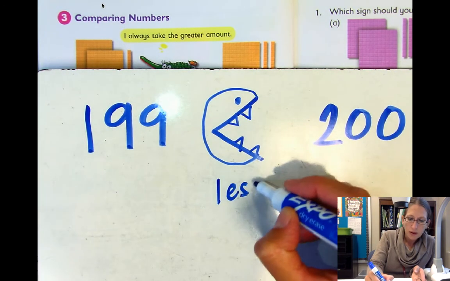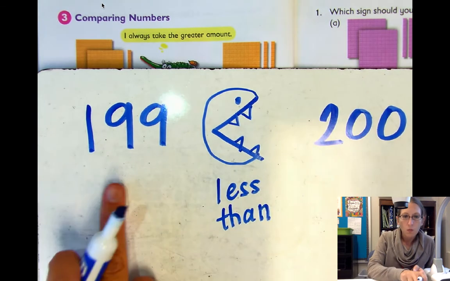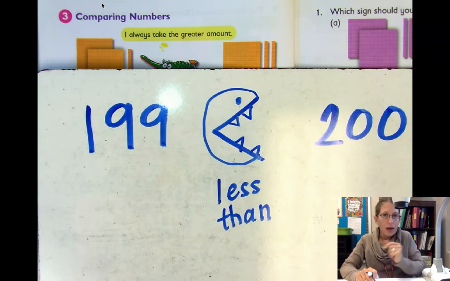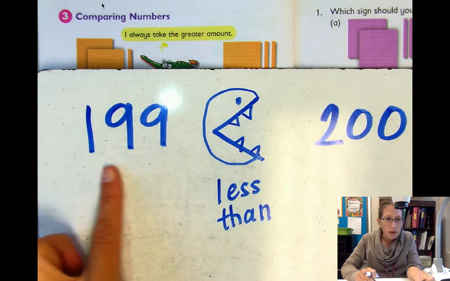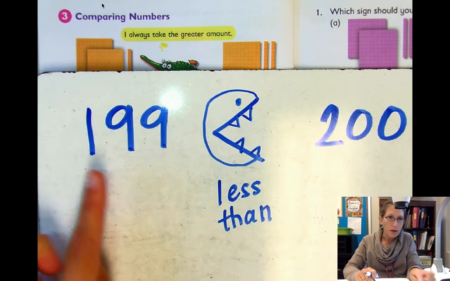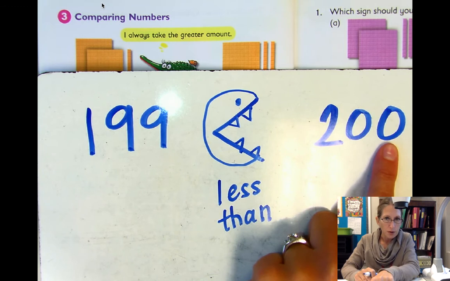So this is where it can get a little confusing, is how we read it. And I like to remember, well, first of all, I make my creature and it eats the bigger number. And then I think about, do we start with the little amount, the smaller amount? Anytime we start with a smaller amount, I know I'm going to say less than. 199 is less than 200.